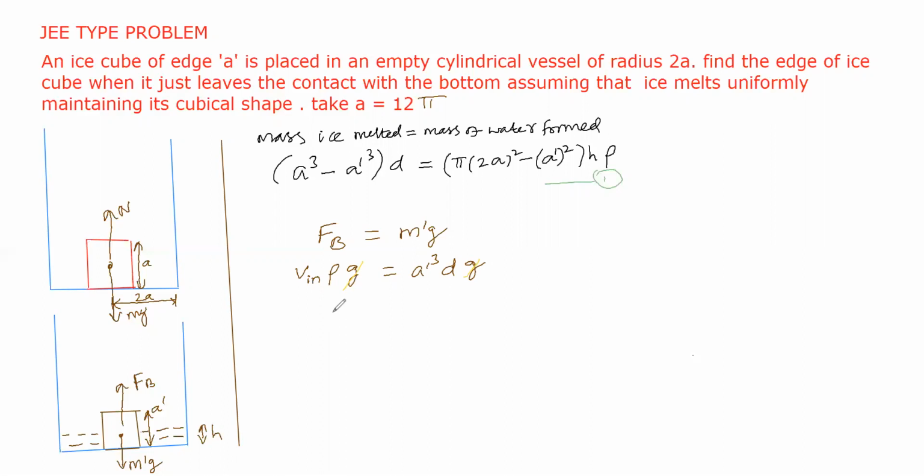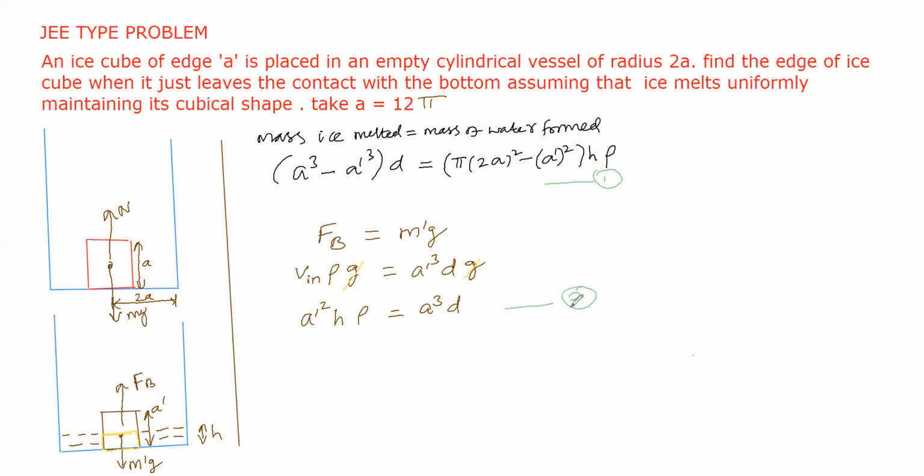V in into rho. Here, V in means the volume inside. See here, in the yellow mark, I am showing the volume of the ice cube inside the liquid. This volume of the ice cube inside the liquid is area, a dash square, into height into density, which is equal to a dash cube into d. Let us take this as equation 2.